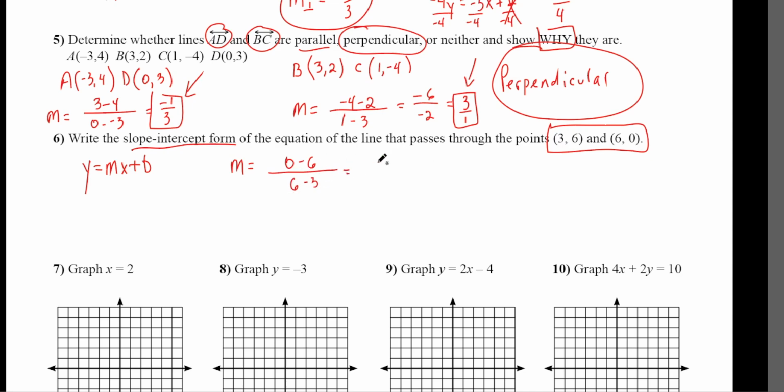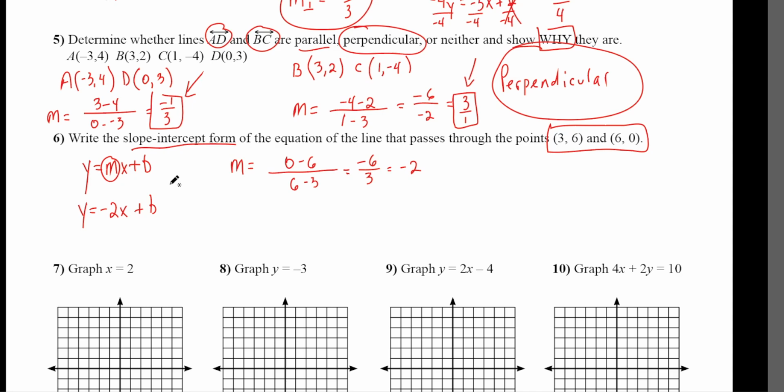All right, let's see what that is. That's negative 6. That's positive 3. What's negative 6 divided by 3? Negative 2. So that's my slope. Why did I need my slope? I need my slope because I'm trying to fill in the blanks. I'm trying to find what the slope is, and then I'm trying to find what the y-intercept is. Well, I just found the slope. So I could write y equals negative 2x plus b.